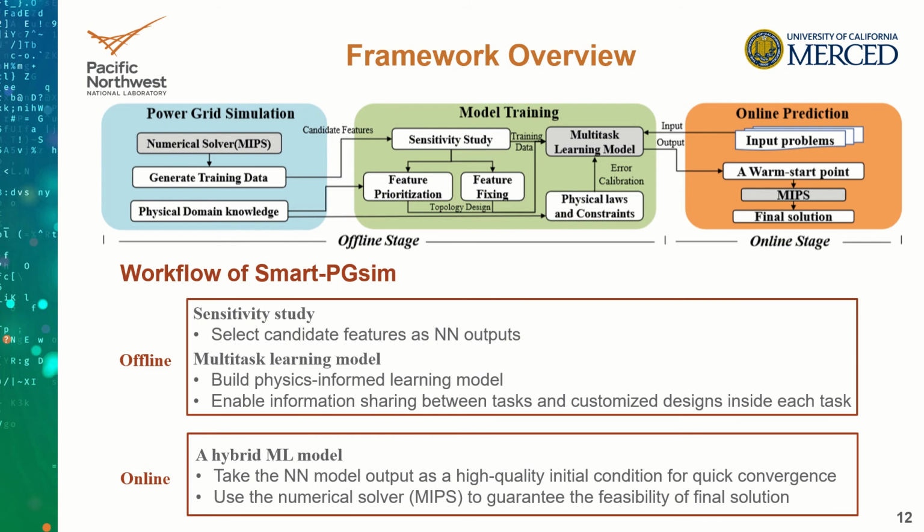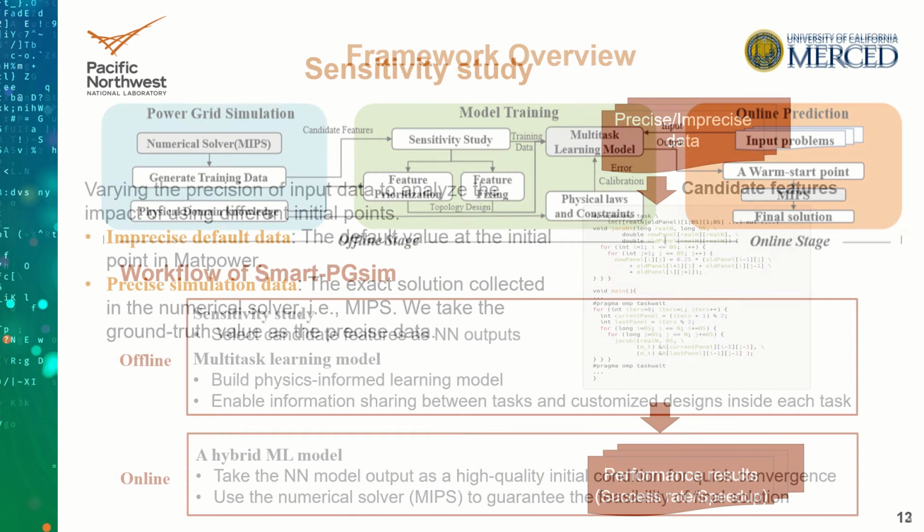Meanwhile, in the multitask learning model, we will incorporate some physical laws and constraints to facilitate the model interpretability. After the offline phases, we will have a multitask learning model ready for a hybrid approximation. At the runtime, the SmartPGsim will use the prediction of the multitask learning model as a warm start point and use the numerical solver MIPS to guarantee the feasibility of our final solution. I will explain these components one by one.